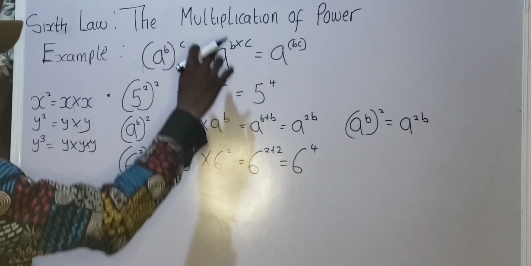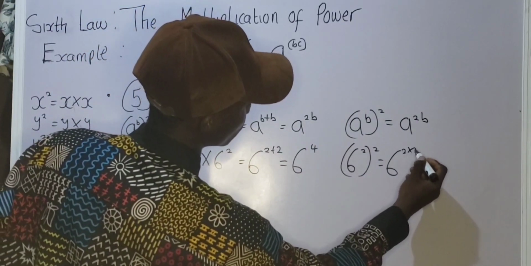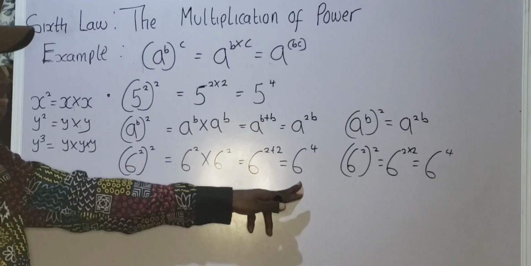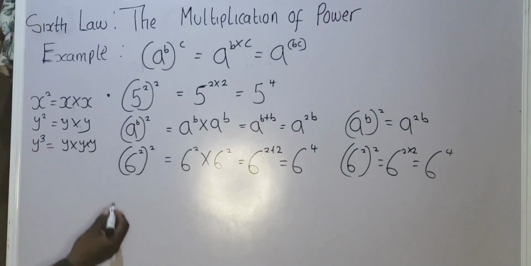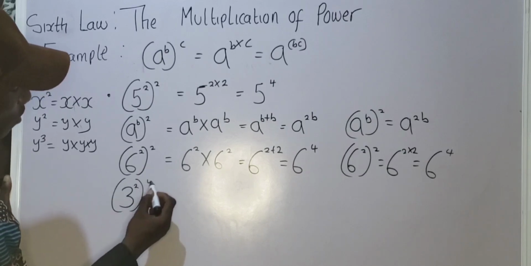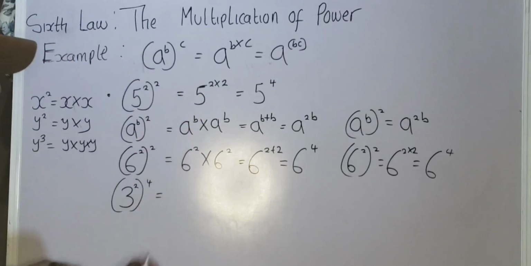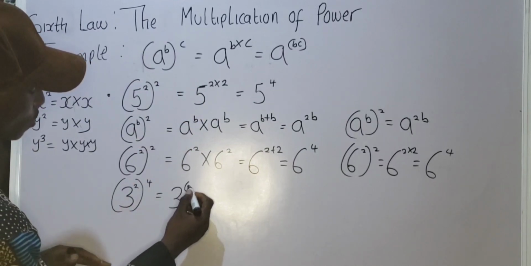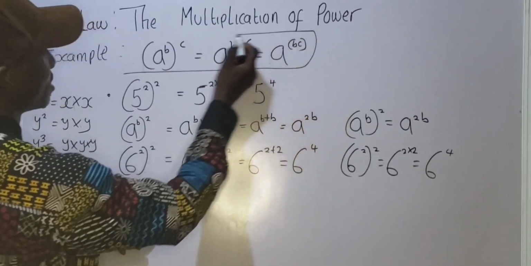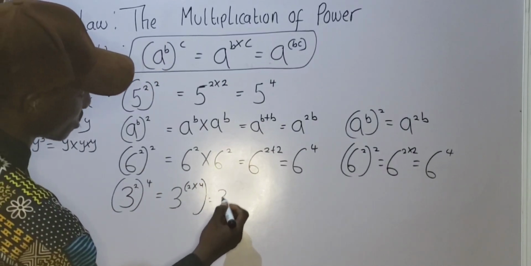So if I want to make use of this rule now, 6 raised to the power of 2 raised to the power of 2 is 6 raised to the power of 2 times 2. That will be 6 raised to the power of 4, which is also the same thing as this. Do you understand? So now let us have another worked example. Let us say that we have 3 raised to the power of 2 raised to the power of 4. If I want to make use of this rule, I can easily say that 3 raised to the power of 2 multiplied by 4. According to this rule, I'm going to have 3 raised to the power of 2 multiplied by 4. This is 3 raised to the power of 8.